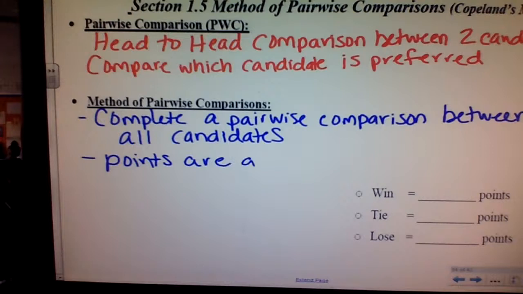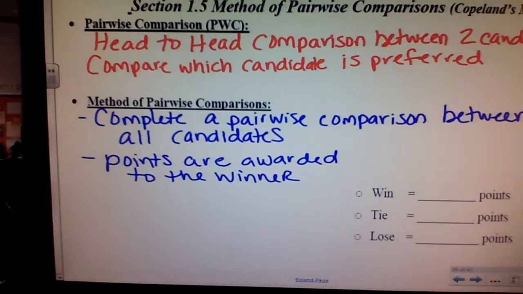And points are awarded to the winner. So everybody gets something, whether it's 1 point because they win or no points because they lose. Well, what happens if they tie? Like for first place, they play again.